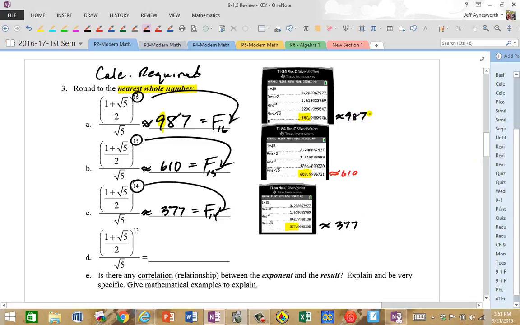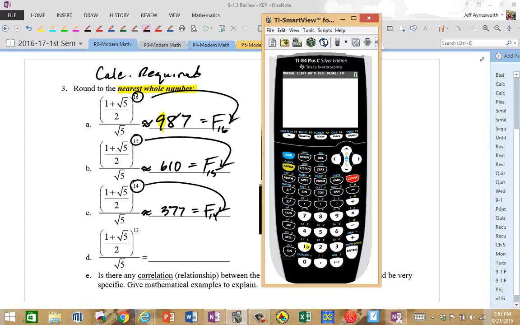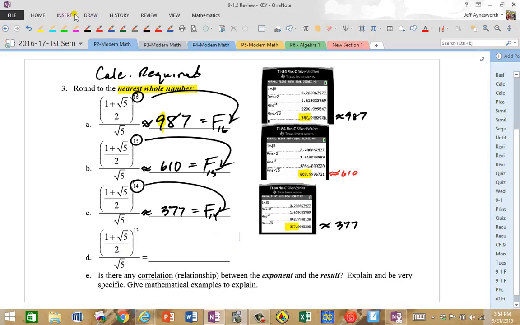One last time, just to hit it home, okay? So here we go. It's to the 13th power this time. So we go 1 plus the square root of 5, divided by 2. Raise it to the 13th power, divided by square root of 5. You get 232.99. Let's capture that real quick, and then we'll be done with this exercise.